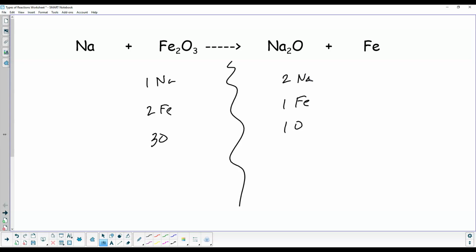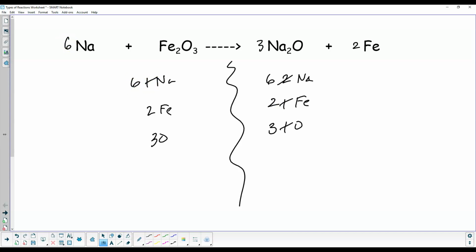I'm going to leave the sodium and the iron alone for now because they're all by their lonesome, so super easy to balance. Let's look at oxygen. I have three and I have one. So if I flop a three here, that turns this guy into three. Sodium is going to turn into six. Now it's super easy to balance. All I have to do is put a two here to make the iron two, and put a six here to make the sodium six.